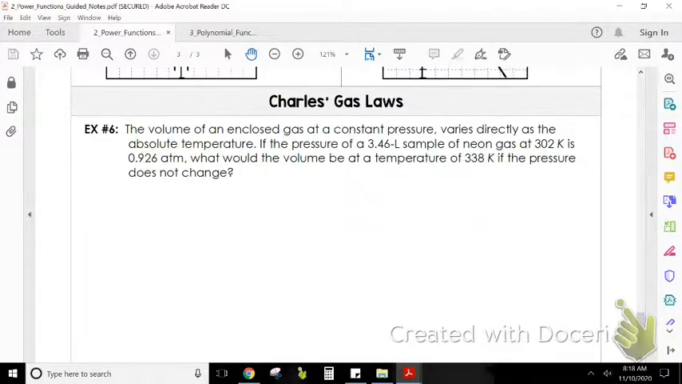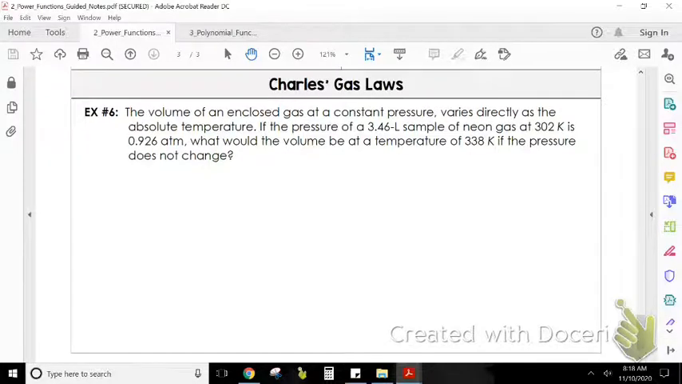Then we have Charles's gas law. So this is going to help us with the word problems. Guys, we did this before in 1.9. The rules are always the same when you're dealing with variation with these word problems. You're going to look for the word varies or proportional. So first I'm going to read through it, and then we'll do that.